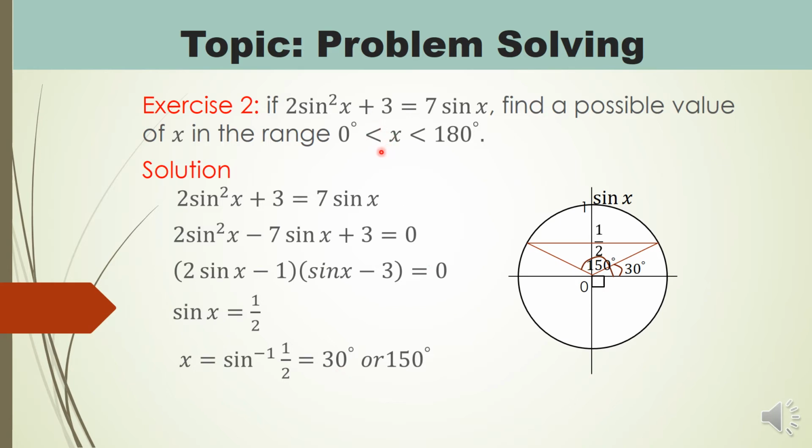But the condition says it must be between 0 degrees and 180 degrees. So the always-reliable way is to use the trigonometric circle with radius 1. This angle is 30 degrees, and the small angle here is also 30 degrees, so this big angle is 150 degrees. When you project to the sine axis, it's also 1 over 2. So that's why x has two values, 30 degrees or 150 degrees.